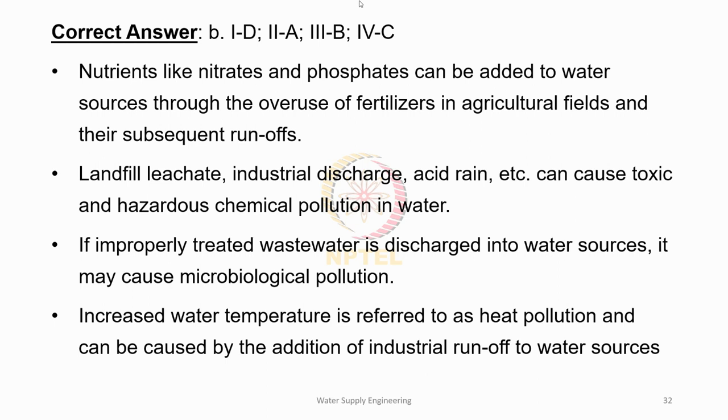Then another one, increased water temperature, which is heat pollution. This can be caused by addition of industrial runoff to water sources. Because after some cooling process, the water jacket that is used to cool that equipment may be directly discharged into a water body. So this hot water discharge may suddenly increase the temperature of that particular water body, leading to what is called heat pollution.